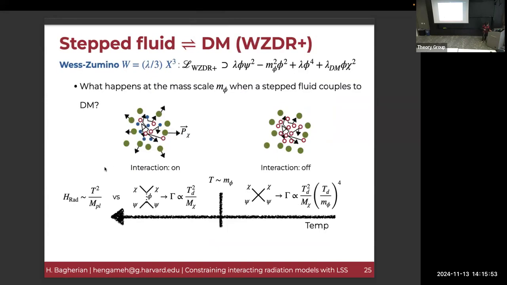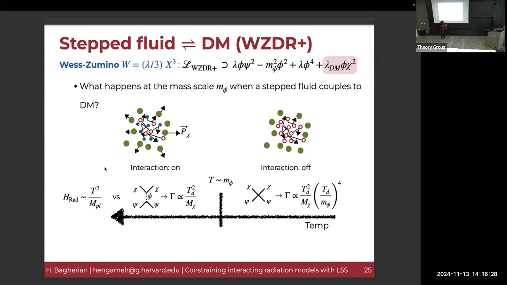And if I look at my fancier WZDR model and couple the two-component fluid to my dark matter, what ends up happening is at high temperature, first of all, in cosmology we're always comparing things to Hubble because we're always fighting against the Hubble flow and Hubble expansion. During radiation domination, Hubble goes like temperature squared. And the interaction rate of my two-component fluid with dark matter goes like temperature squared as well. So at high temperatures, this is actually a constant interaction rate compared to the Hubble flow.